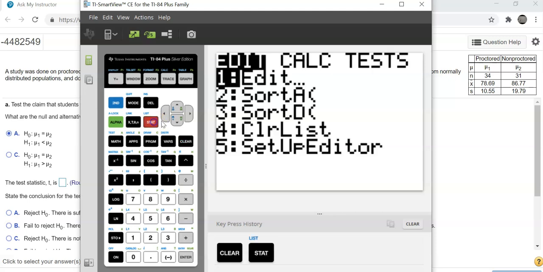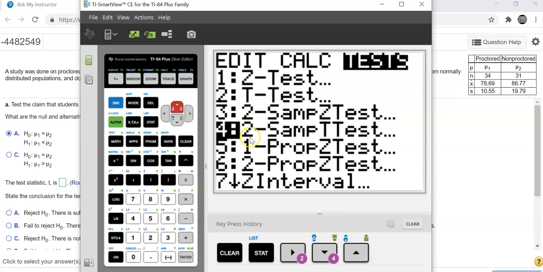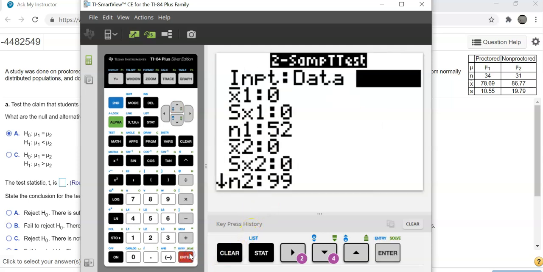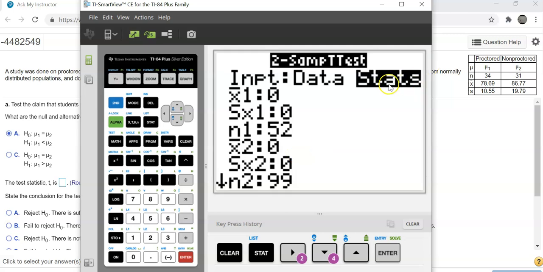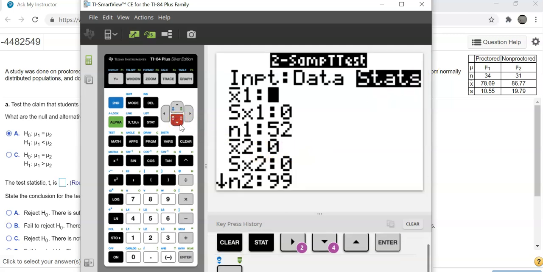So I'm going to go here to stat, and I'm going to go over to tests. And first, for the hypothesis test, I want a two-sample t-test, okay? Because I'm doing the mean, I need the t-test. Remember, I don't know the population standard deviation, so I'm going to do a two-sample t-test, okay? And I have statistics. They didn't give me data, they gave me statistics. And so what do I got here?